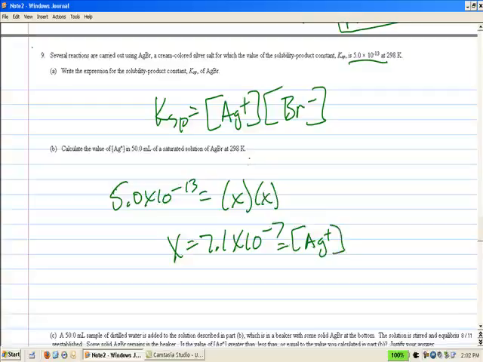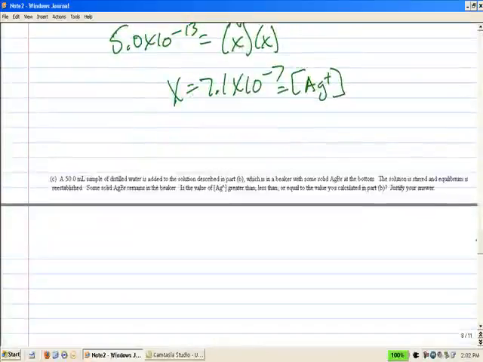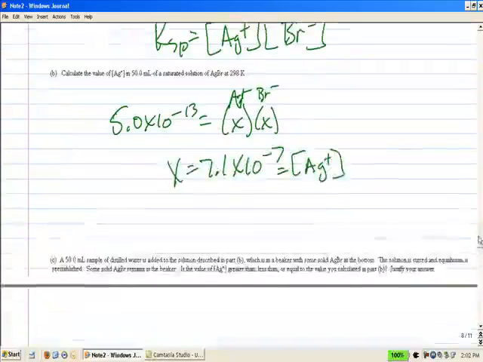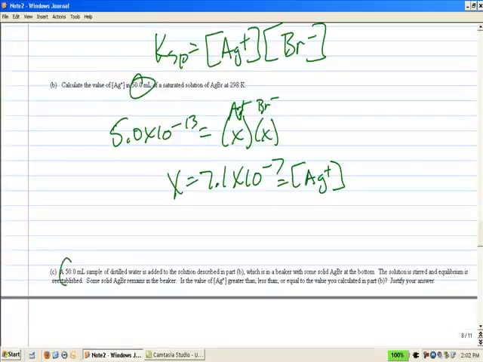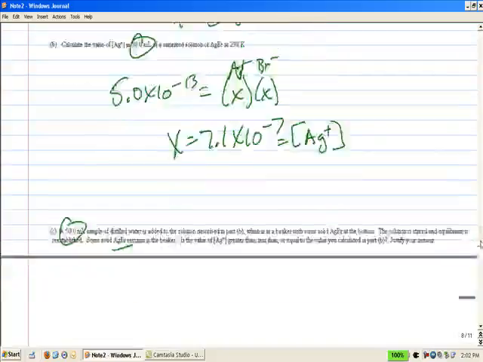It's also going to equal the concentration of Br minus, so they're both the same, obviously. So that would be it for part B. Part C says a 50 milliliter sample of distilled water is added to the solution in part B. So you started with 50 milliliters, and they're adding another 50 milliliters of water. There's still some solid AgBr in the bottom. The solution's stirred, you get back to equilibrium, and you still have some AgBr in there. What's the value of Ag plus, greater than, less than, or equal to the one we just did in B?